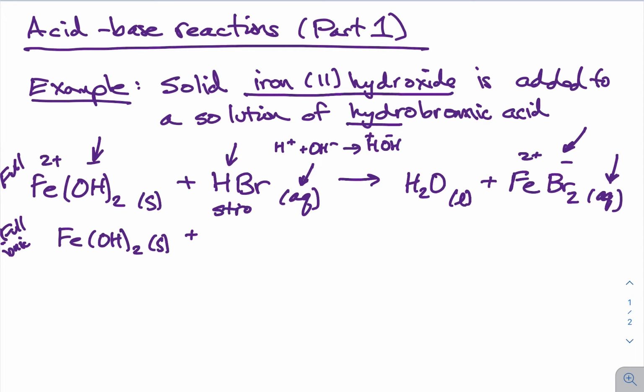HBr is a strong acid. How do we know that? There's a short list of strong acids. I always work with 6 strong acids: HCl, HBr, HI, HNO3, HClO4, H2SO4, and everything else is weak. Lots of people like to argue about exactly what belongs on that list of strong acids. We're going to stick with those 6.